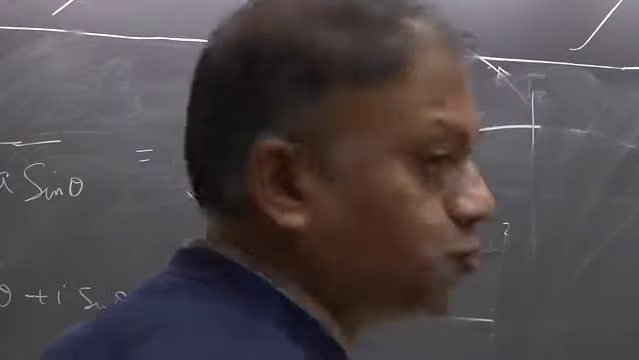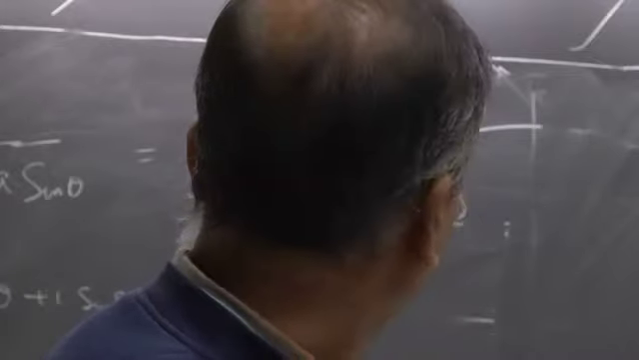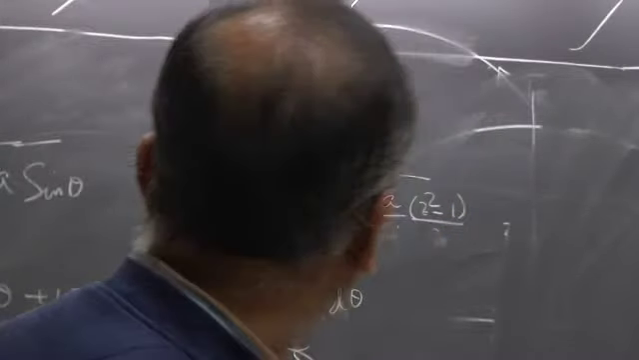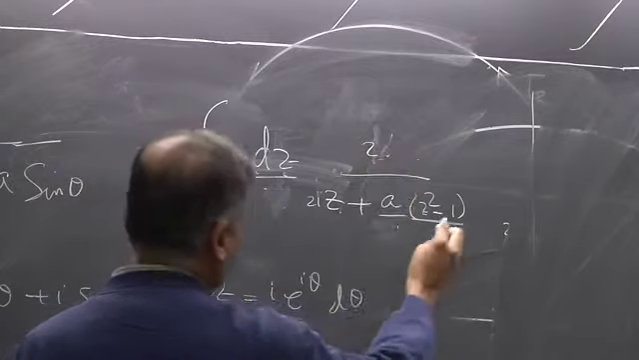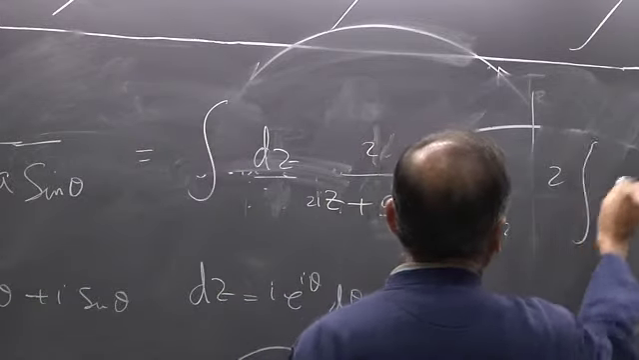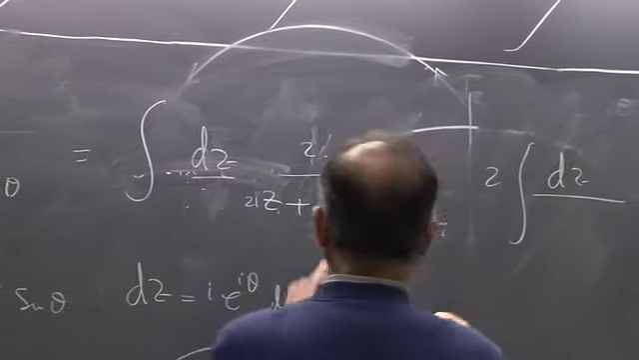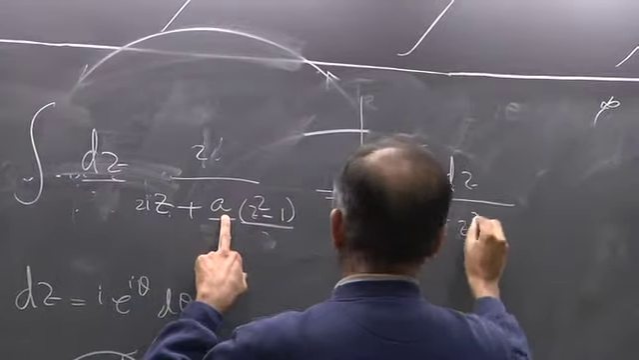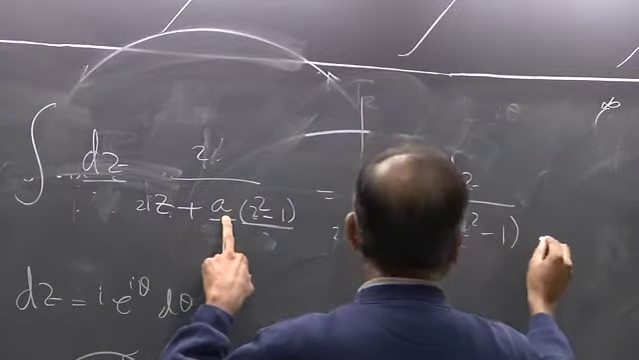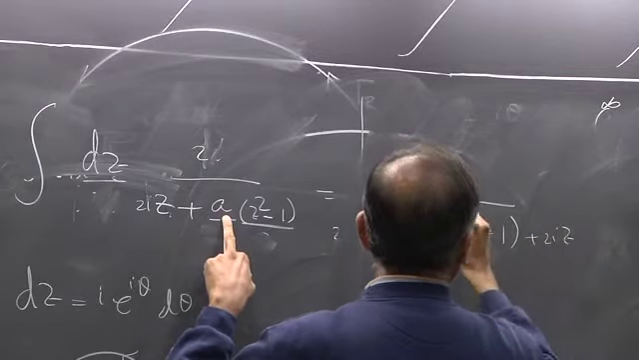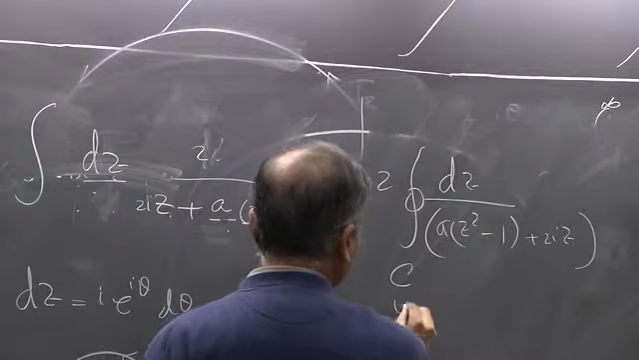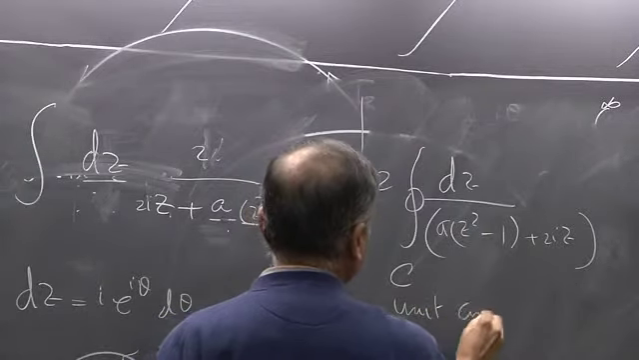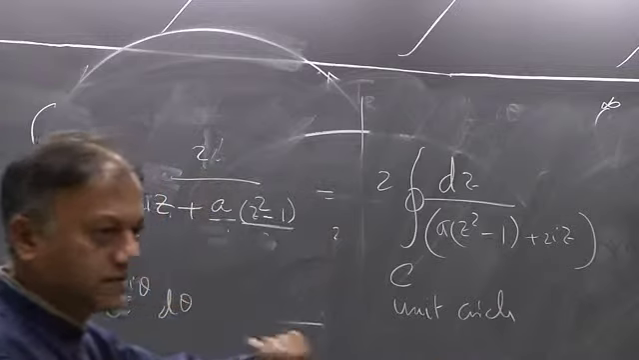There's a 2 pi. There's an i that cancels. Yeah, this i cancels. So you get 2 dz over this quantity, which is a z square minus 1 plus 2iz, right? And we have a closed contour integral over the unit circle. So this contour is the unit circle, unit meaning radius 1.